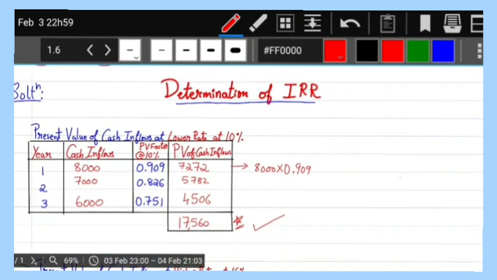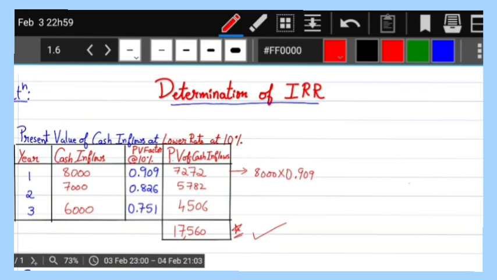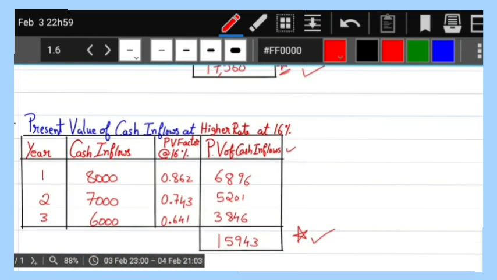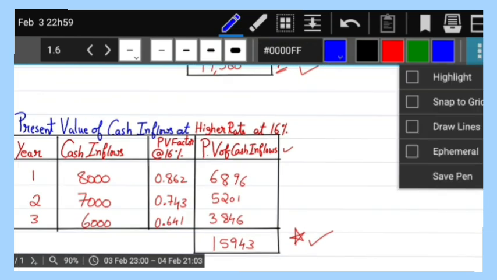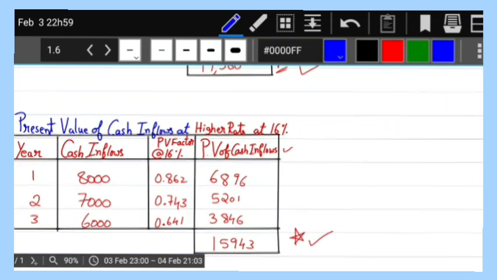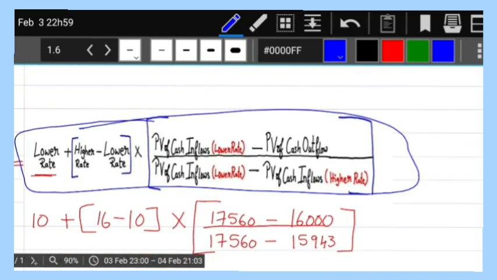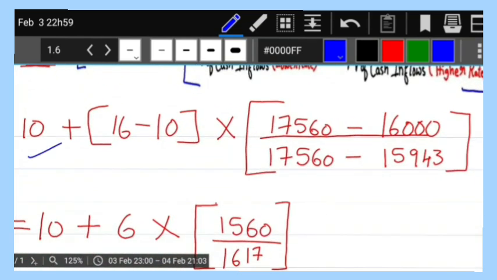Okay, so look at the answer. If you want, you can take the screenshot. Determination of internal rate of return. We have to compute present value of cash inflows at lower rate, that is 10%. After getting the total, then we have to find out present value of cash inflows at higher rate, that is 16%, right? Then you have to get the total. Okay, then you have to put the formula. Then after putting the formula, you have to substitute the values here.